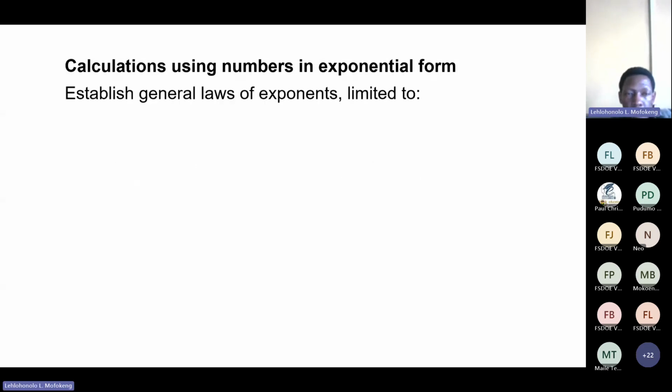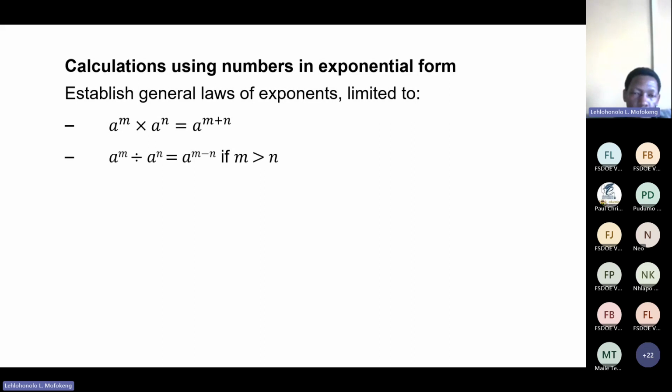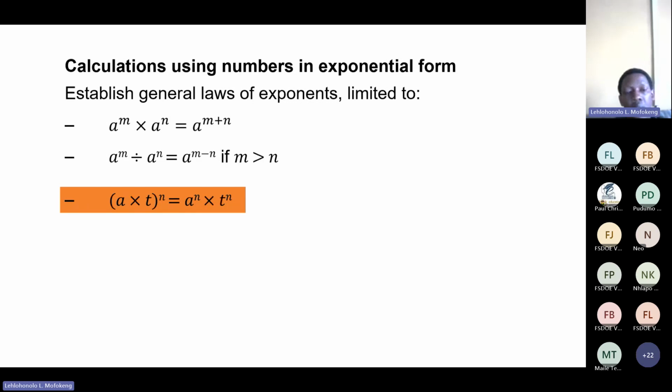We have to establish general laws of exponents limited to: 1, multiplying the same base, you add the exponents. 2, dividing the same base, you subtract the exponents. And then 3, which is our main focus, is raising a power to a power. We must multiply all the exponents, or rather, raising a product to a power, we must multiply all the exponents, which will be our main focus today.